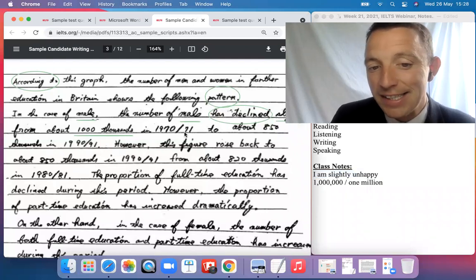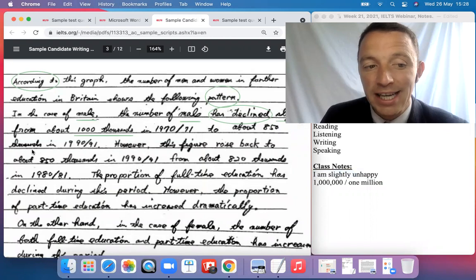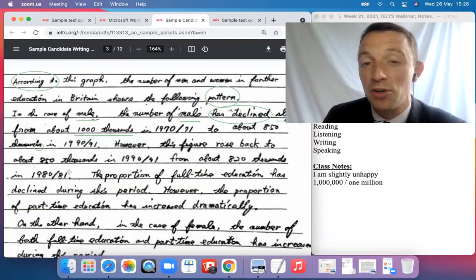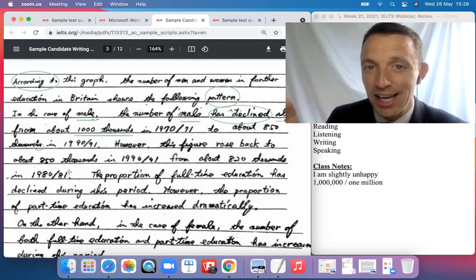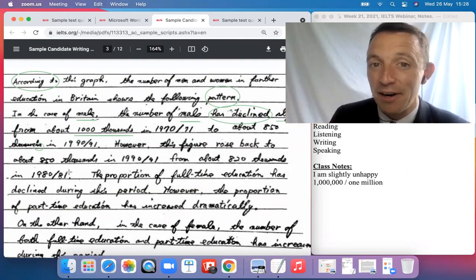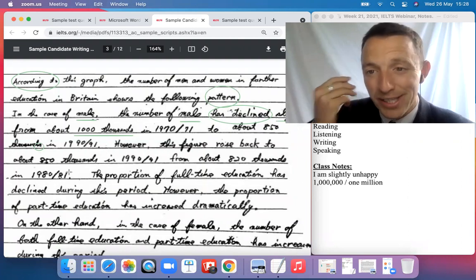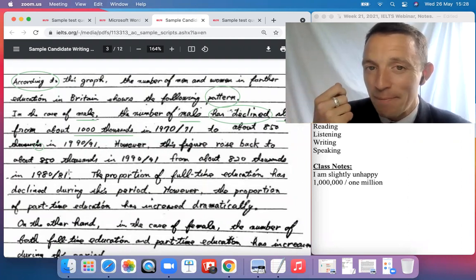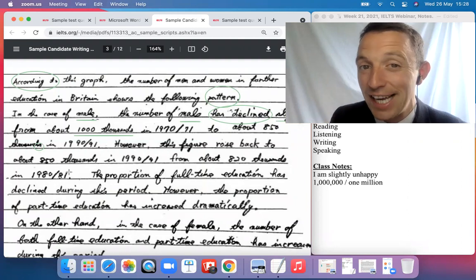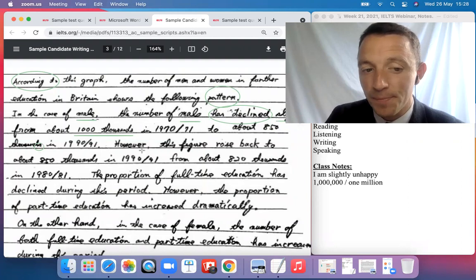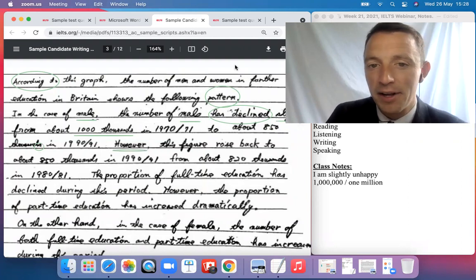Okay, in 1970-71 to about 850,000, and here it's just a small error, but I would probably eliminate the S. Okay, so 850,000 is sufficient. We don't need the S. That's very, very important. 1,000, 2,000, 3,000. So it's plural, but still it's only the D. It's not necessary the S. Okay. In 1990, 1991. However, that's a good linker, and that's very important as well.